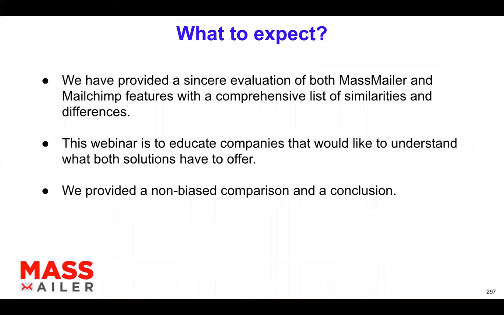Some of the features that we have listed in this are more important for Salesforce customers than others, so you would see terms related to Salesforce. Basically, this webinar is for Salesforce CRM customers who are trying to compare alternatives out there when it comes to email marketing.